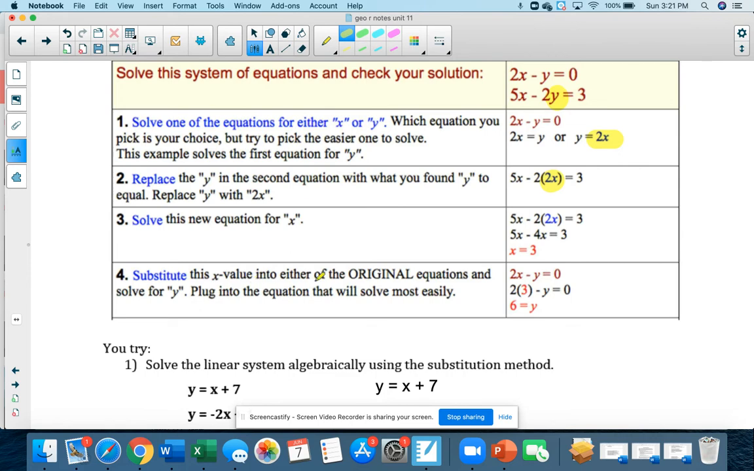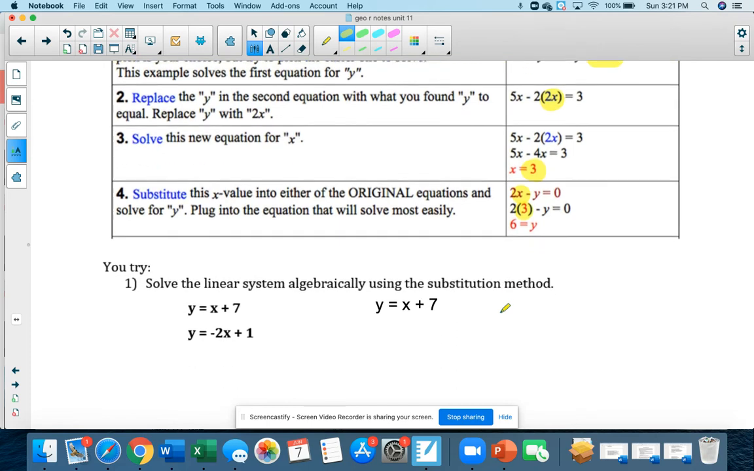I'm just reading this rule here. You substitute this x value into either of the original equations and solve for y, and now you've solved for both x and y. So they took the first equation, 2x minus y equals 0, and now that I know that x is 3, I'm substituting 3 in for x, and 2 times 3 is 6, so y equals 6. So those are my two answers, x equals 3 and y equals 6. All right, so let's try one together. Then we're going to go over the elimination method, and then we will try these with actual geometry problems.